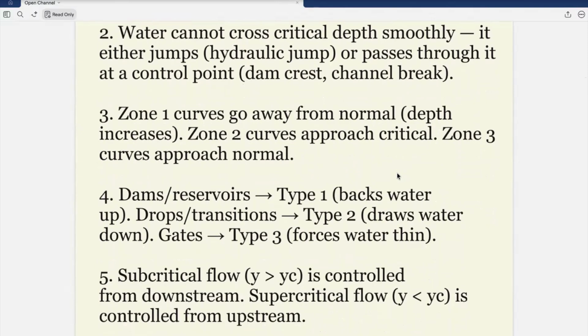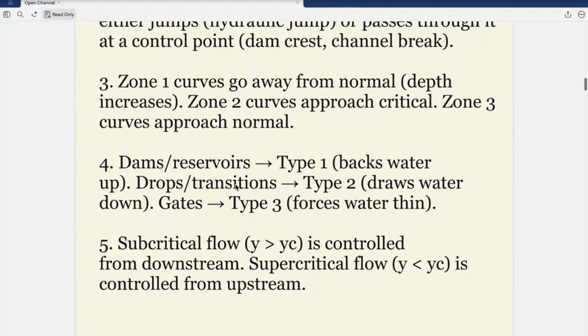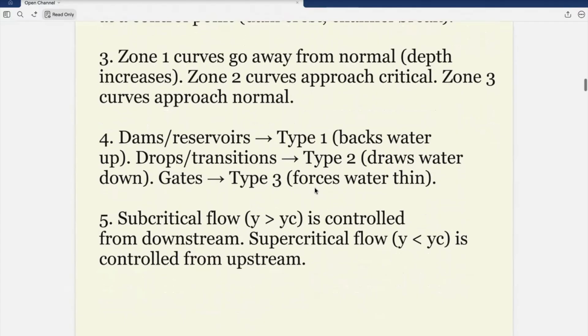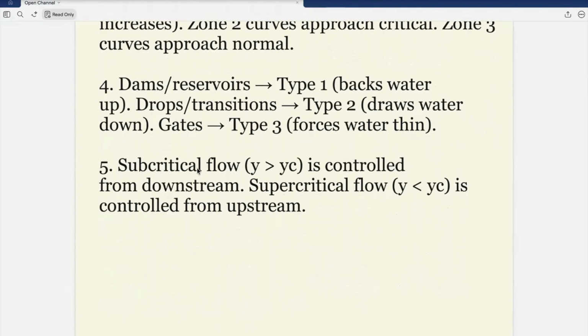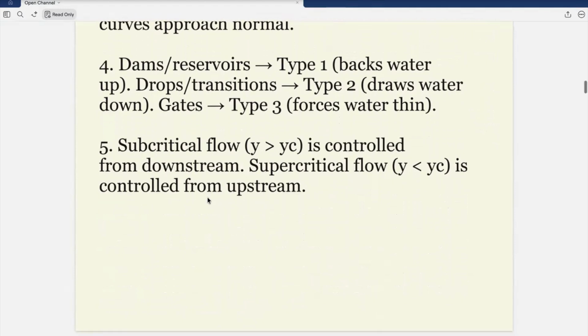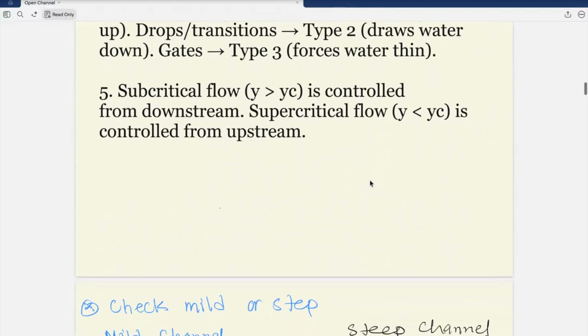And dams or reservoirs are typically type 1, so they cause a backwater effect. A drop or transition, which is considered type 2, draws water down. And gates like a sluice gate are considered type 3, forcing water thin. And the last, fifth one: subcritical flow, where y is greater than critical depth, is controlled from the downstream. Supercritical flow, where y is less than critical depth, is controlled from upstream.